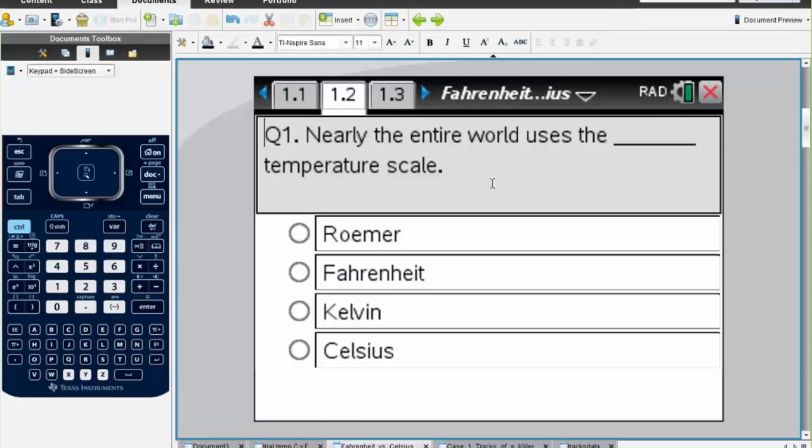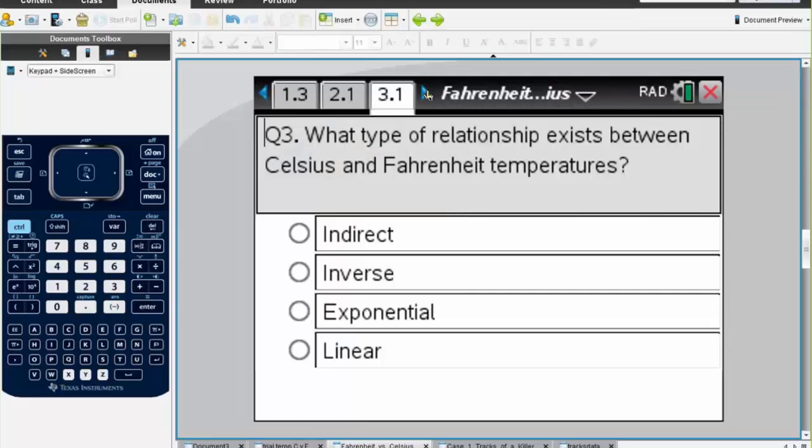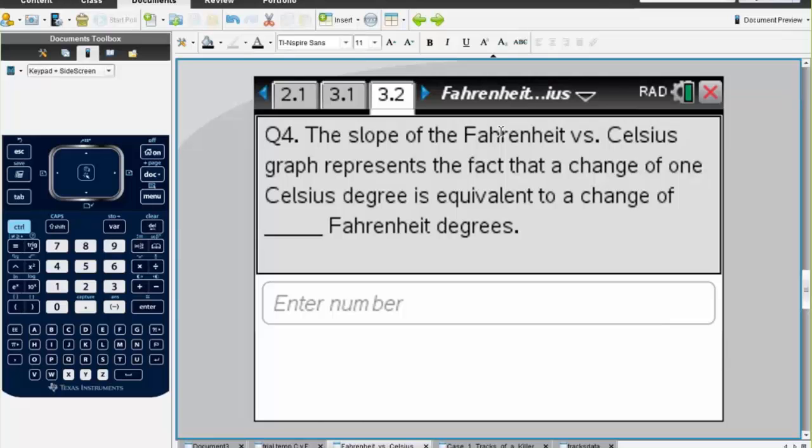Nearly the entire world uses what temperature scale? The next one, the United States uses, and the students answer this, and you can collect it back. So it's a good way of gathering some formative data as well. It shows them and tells them in their instruction sheet what they need to do there. Then it asks them the next question, what type of relationship exists between your Celsius and your Fahrenheit? Okay, so they should be coming up with linear. What does the slope of the Fahrenheit versus Celsius graph represent? Okay, what is it telling us?